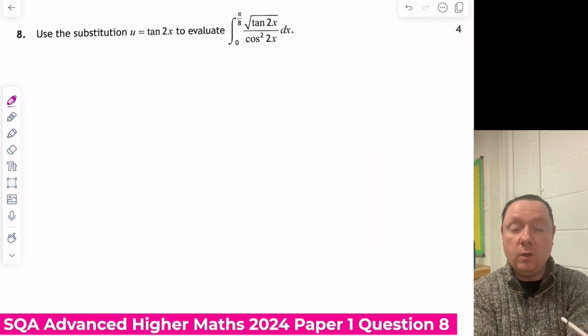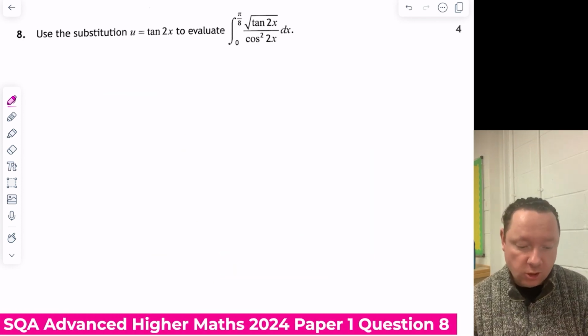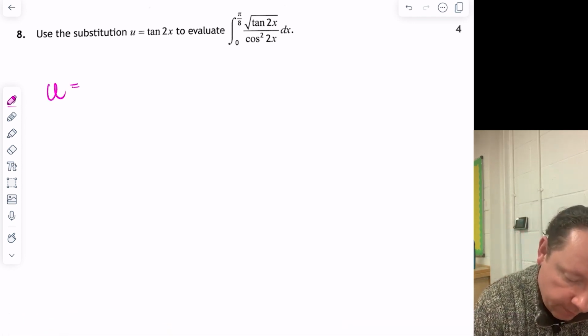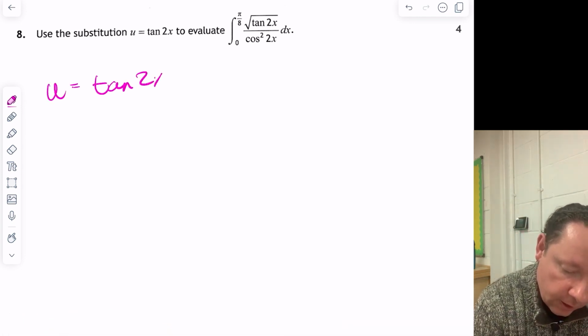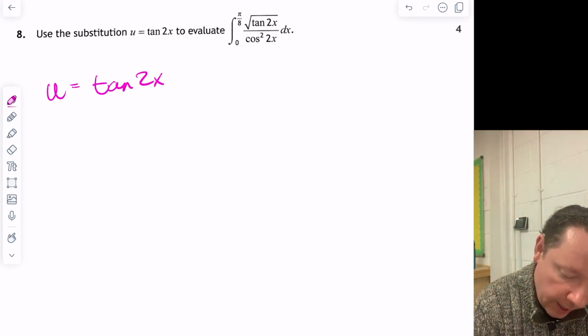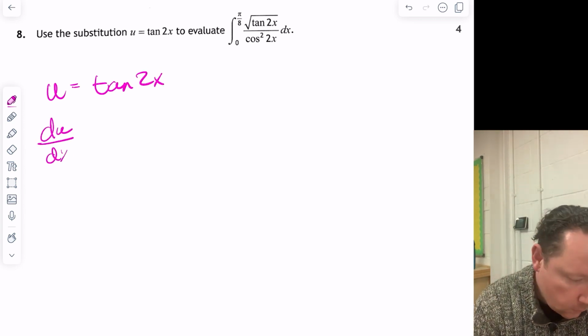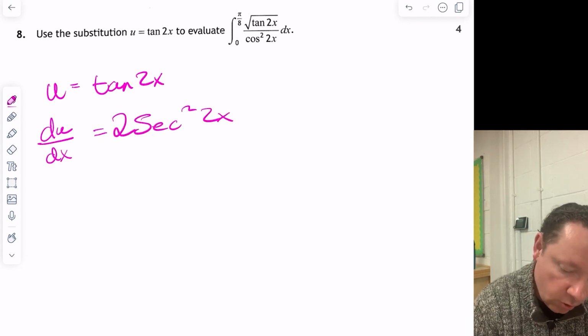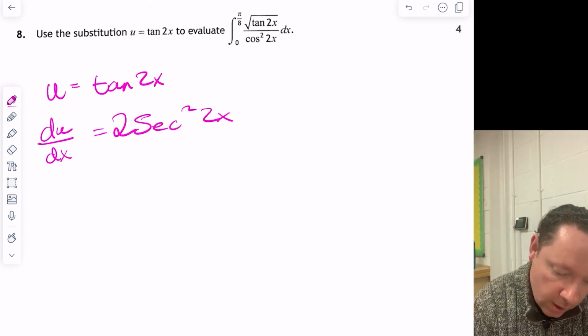SQA Advanced Higher Maths 2024 Paper 1 Question 8. Use the substitution u equals tan 2x to evaluate this integral. Okay, let's start with u equals tan 2x then. We're going to have to get rid of the dx anyway, so even if you don't know what to do, you should just start with that. du by dx, well, sec squared 2x, start the exam paper if you don't know, times by 2 because of the chain rule. So that means that dx times that is du.